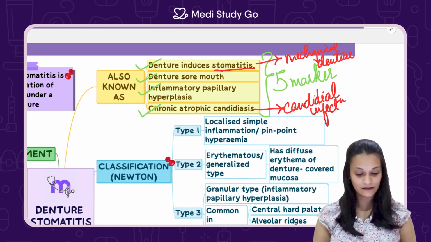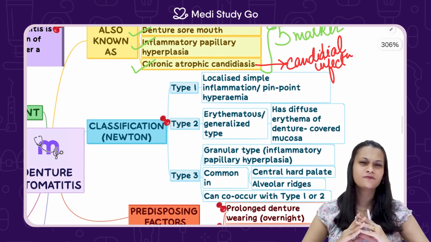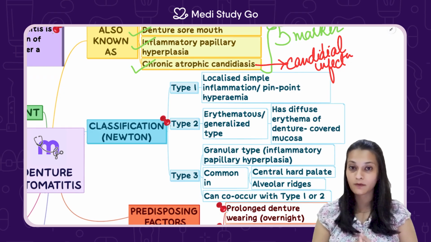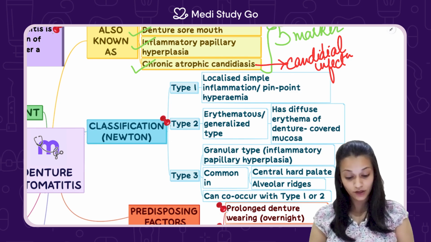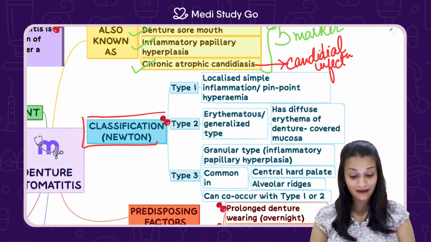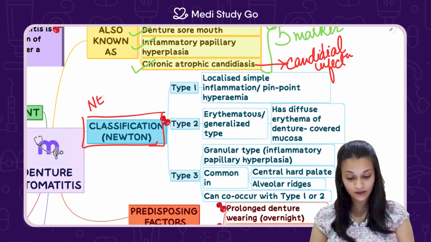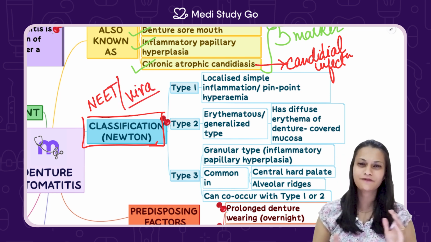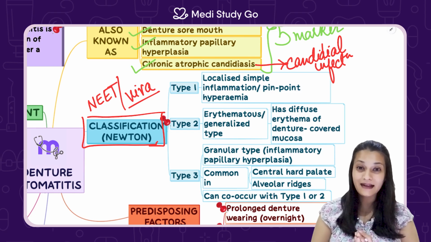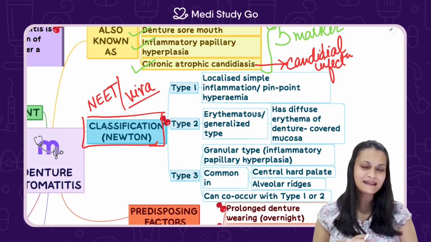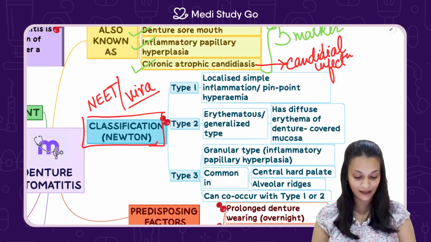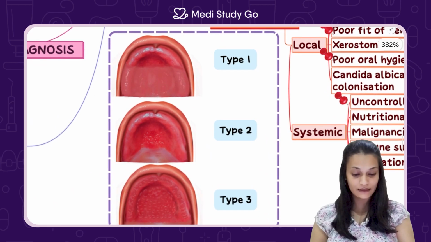what is asked. Now, one thing that is very classic when we talk about denture stomatitis particularly is your Newton's classification. Newton's classification is something that has come for NEET multiple number of times, for your vivas. This is one of the favorite question that we love to ask the students. What exactly? It's, when do you see type 3? For that, let's just quickly dive into each type. And what you see here is type 1.